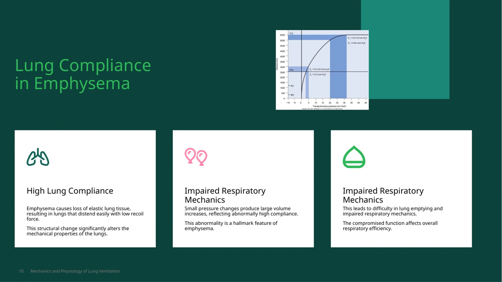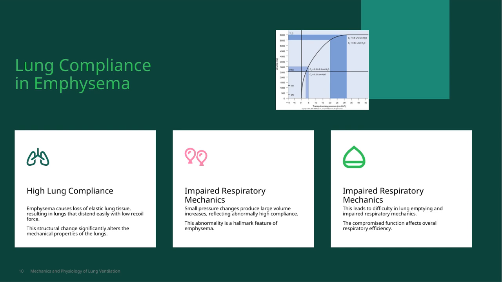This structural change really shifts the mechanical properties of the lungs, making them more distensible. Now, because of this increased compliance, small changes in pressure can lead to large increases in lung volume. This is a key feature of emphysema, abnormally high compliance. It means the lungs are overly stretchable, but that comes with some problems.